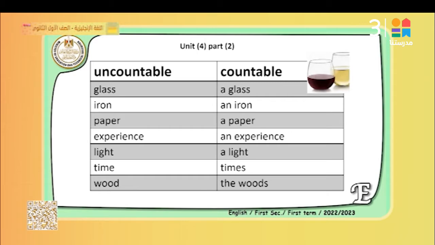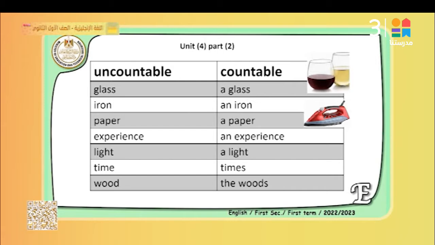The word iron, again, if we mean the material itself, it's uncountable. But if we mean this device by which we iron clothes, it's countable. We can say an iron. So an iron is the device by which we iron clothes.